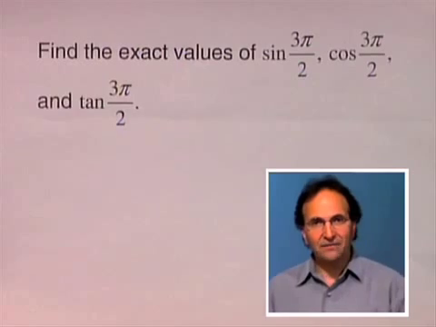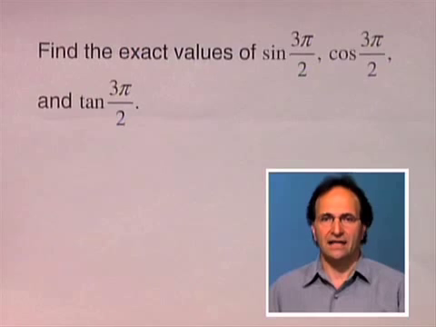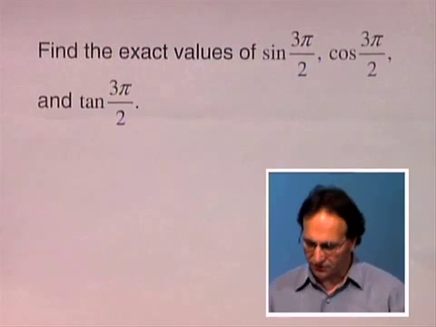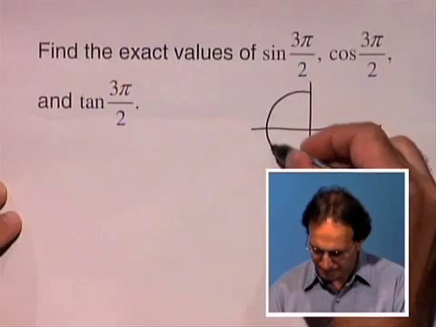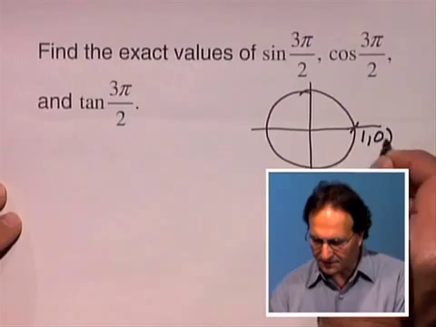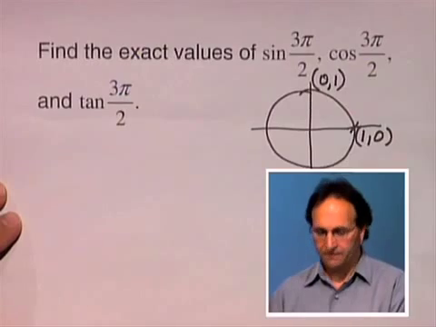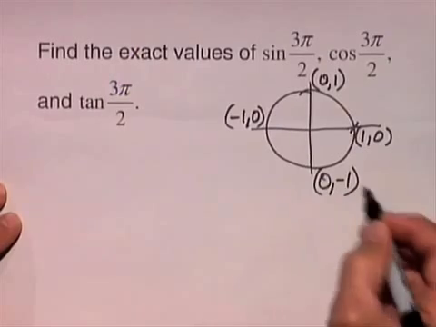In this example, we'll be finding exact circular function values. Find the exact values of sine 3 pi over 2, cosine 3 pi over 2, and tangent 3 pi over 2. First, let's sketch the unit circle. Labeling the fact that the radius is equal to 1, so this would be 1, 0, 0, 1, negative 1, 0, and 0, negative 1.